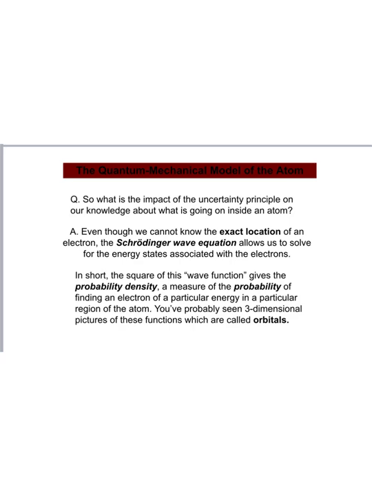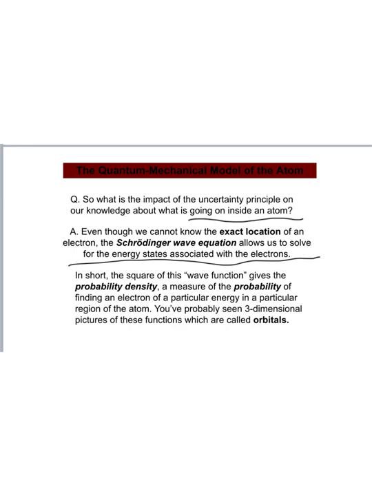So what is the impact of the uncertainty principle on our knowledge about what's going on inside an atom? It means that even though we cannot know the exact location of an electron, the wave equation allows us to solve for the energy states associated with the electrons. In short, the square of this wave function gives the probability density, a measure of the probability of finding an electron of a particular energy in a particular region of the atom. You've seen this. You've seen three-dimensional pictures of these functions.